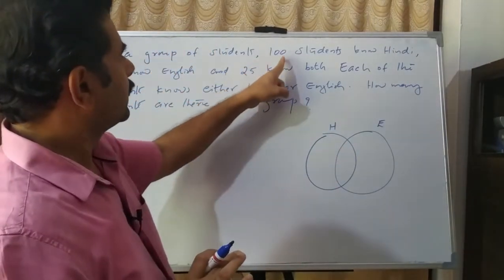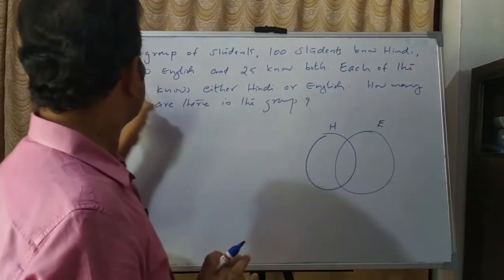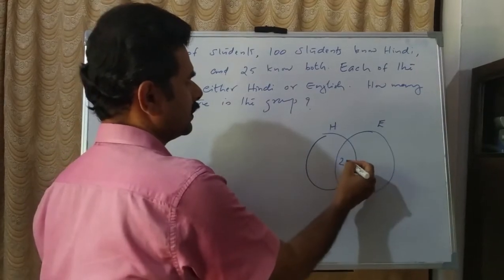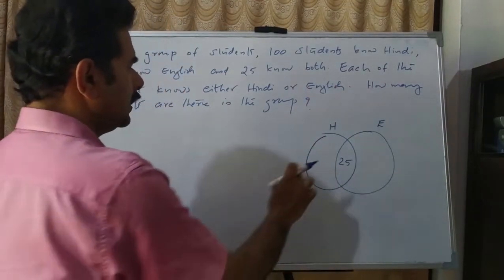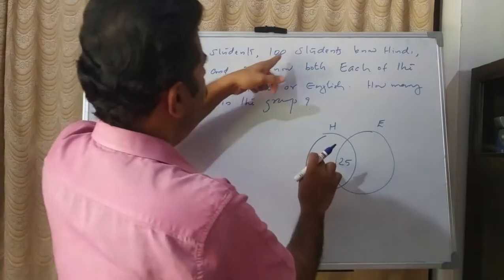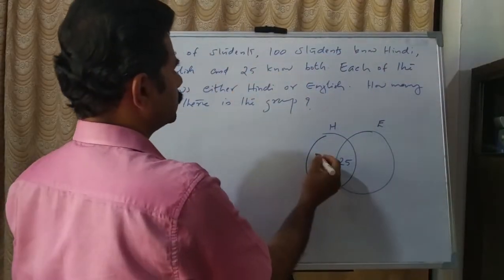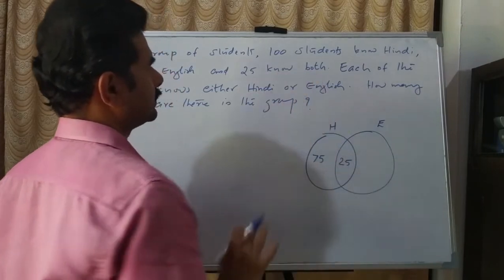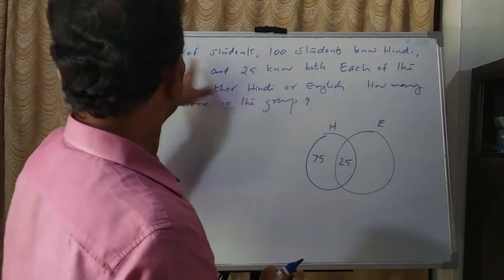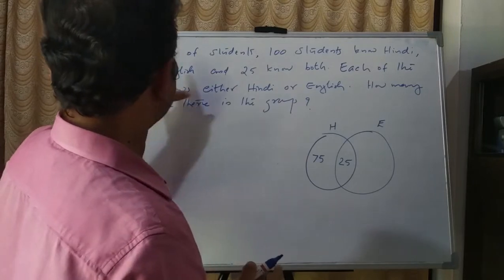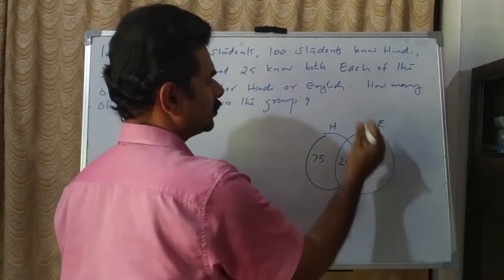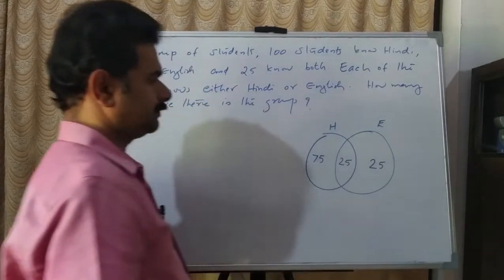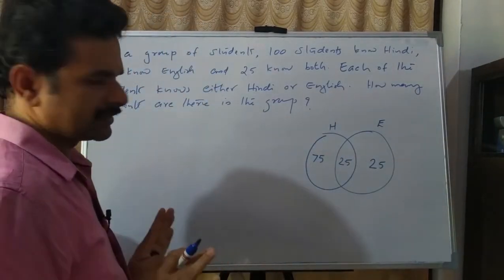In a group of students, 100 students know Hindi, 50 know English, and 25 know both. This is to be filled in first: 25. Then for Hindi, 100 students know Hindi, so here 75, because 75 plus 25 is 100. Similarly, 50 know English, so I am writing 25 only, because 25 plus 25 is 50. So this is finished, isn't it?